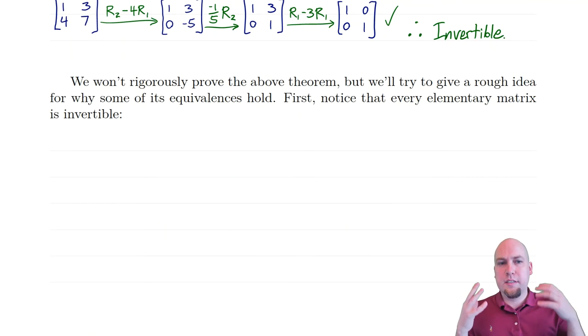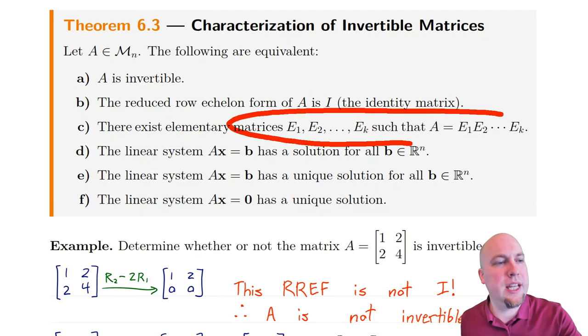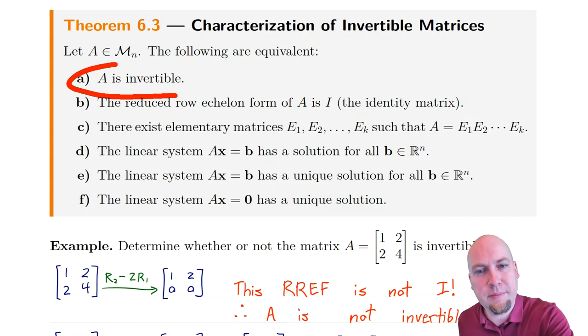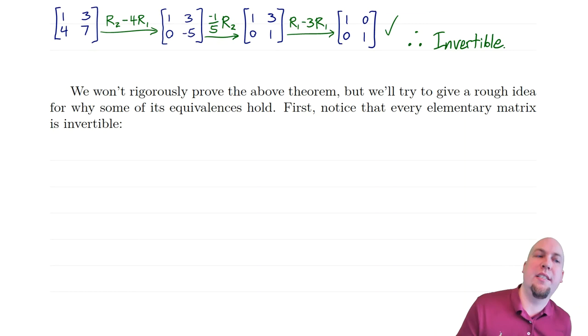Okay, so the first thing that I'm going to try to convince you of is the fact that C implies A. I'm going to try to convince you that if you can write your matrix as a product of elementary matrices, then your matrix must be invertible, okay? And the way that I'm going to convince you of this is, first off, I'm going to show that every elementary matrix is invertible, okay?